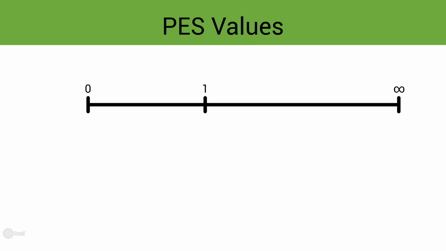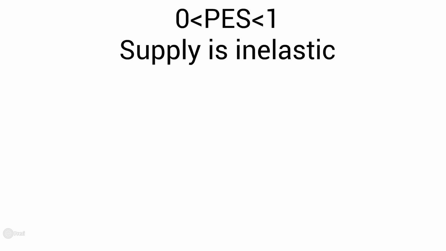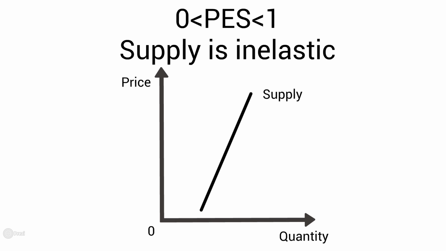Therefore, a rise in the price causes an increase in the quantity, so we have a positive divided by a positive, which gives us a positive value. A value for price elasticity of supply between 0 and 1 means that supply is inelastic. This means that a change in price will be met by a small change in quantity. An inelastic supply curve will be fairly steep and will look something like the diagram below.